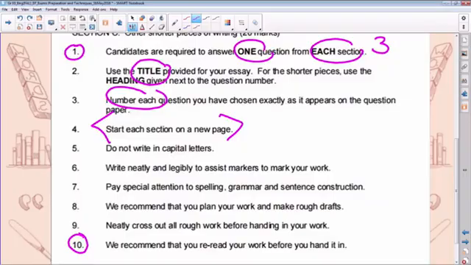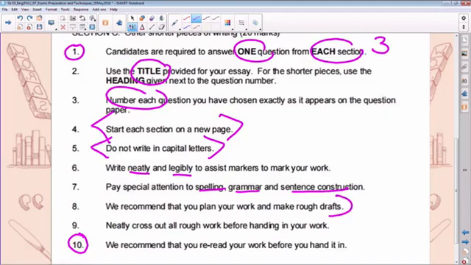Don't write in capital letters, because writing all in caps actually slows you down. You need to write neatly and legibly. Make it a pleasant experience for the examiner to mark your work. Check your spelling, grammar, and your sentences. So if there's time at the end of the exam, go back and check your work, all right?